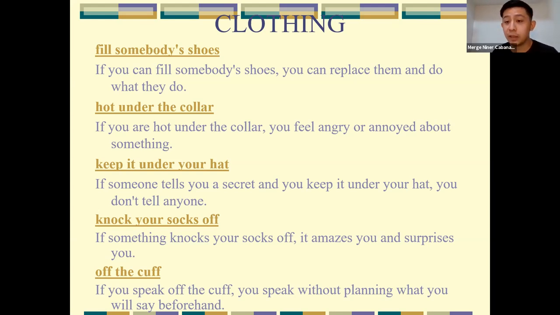Feel angry or annoyed, keep it under your hat. It means you're not going to let someone know a secret. Knock their socks off, it amazes you. I saw the carnival yesterday and it knocked my socks off.